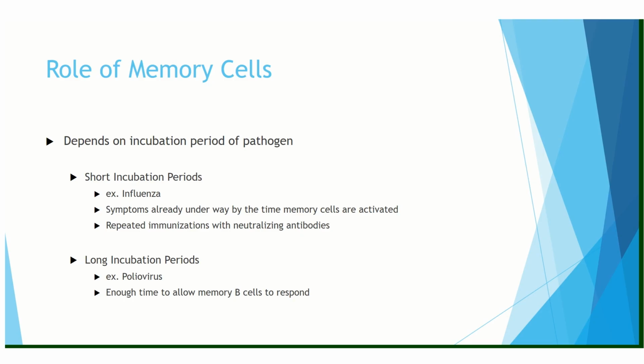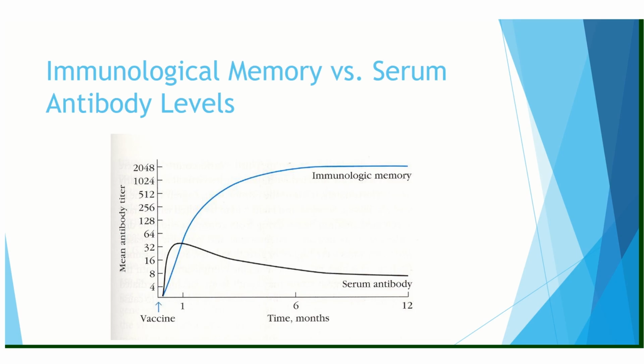It's enough time to allow memory cells to respond. So what happens in the body when it is injected with vaccine? Serum antibody peaks and then goes down, but the immunologic memory gets to the height. That's what happens in the body, the levels of the memory.